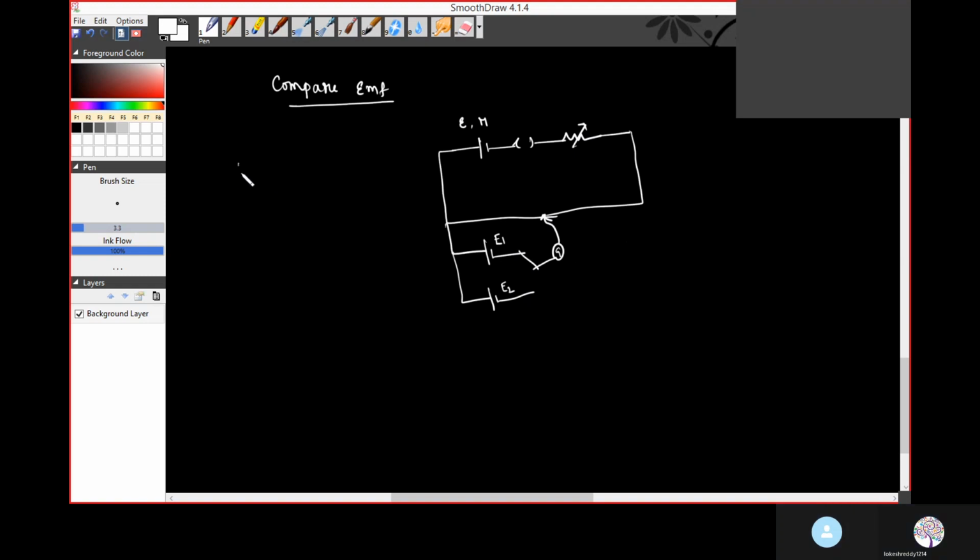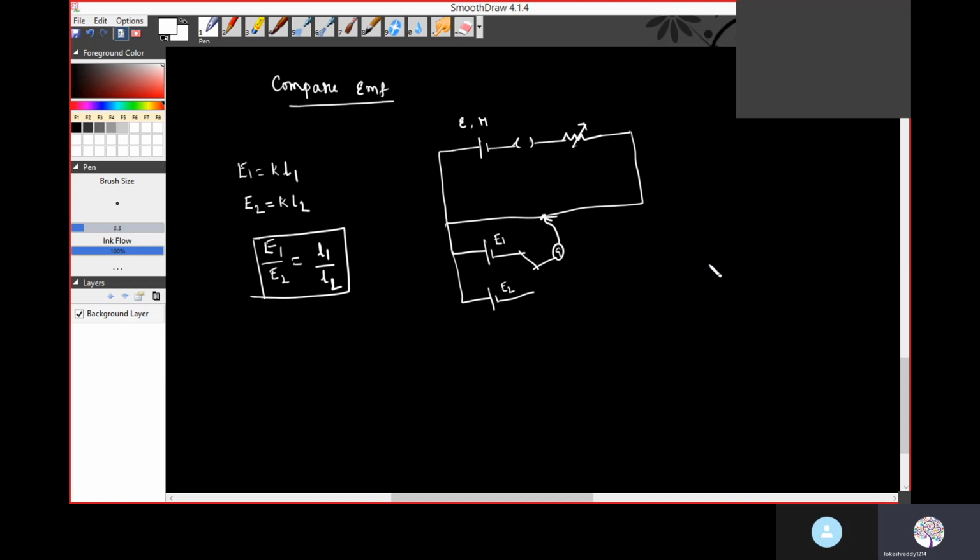Then E1 is equal to K into L1, where the balancing length is L1. Then you remove this connection and connect E2. Then E2 is equal to K L2. Then E1 by E2 is equal to L1 by L2. This is one way.